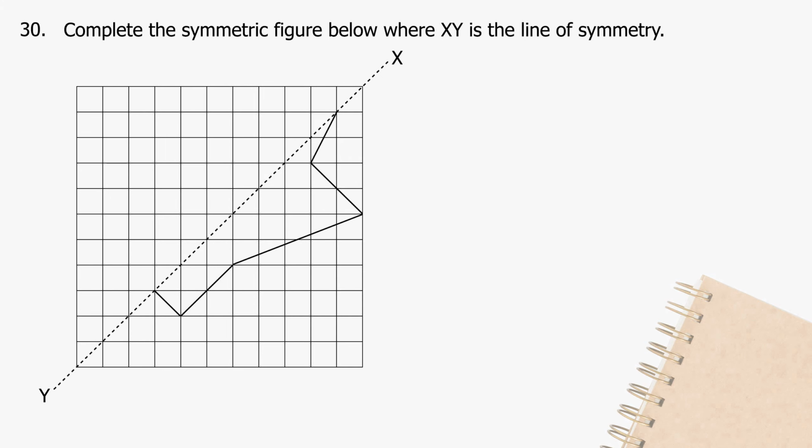Question 30. Complete the symmetric figure below where XY is the line of symmetry. The symmetric half of the figure will be shown in red.